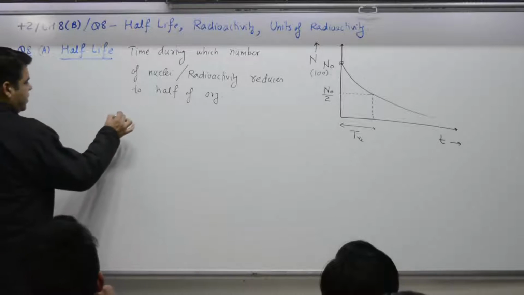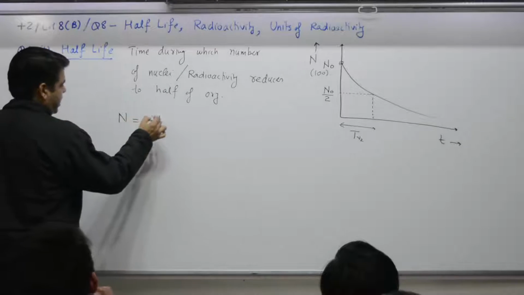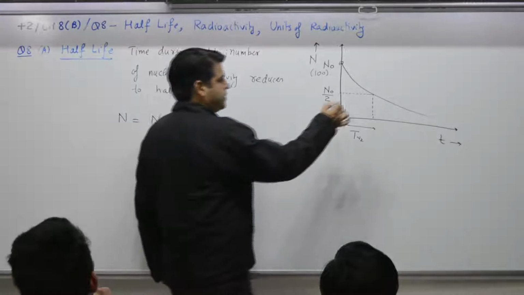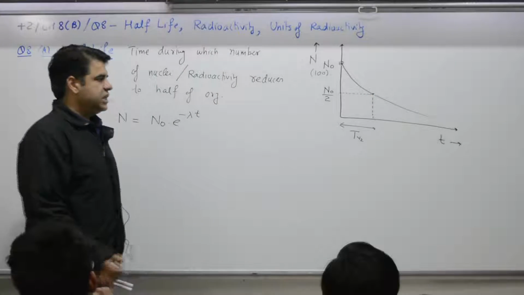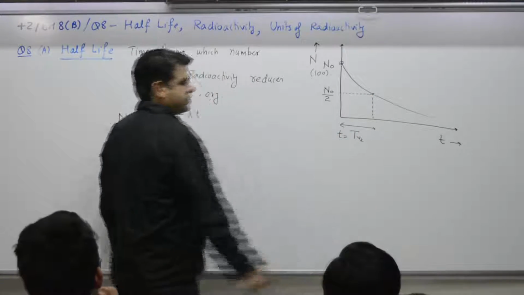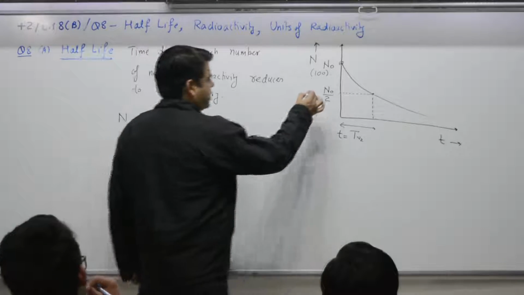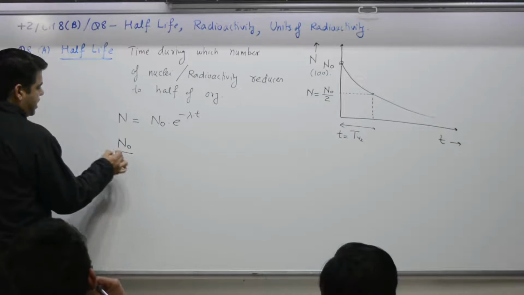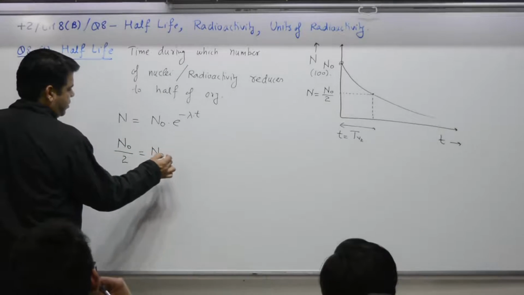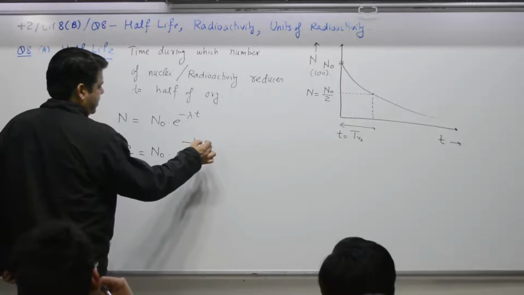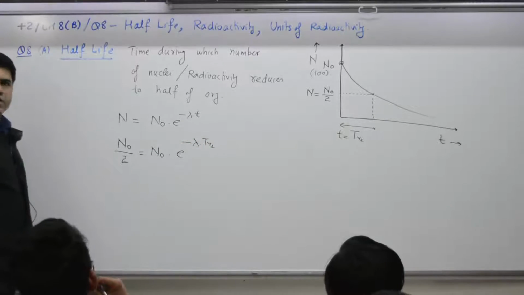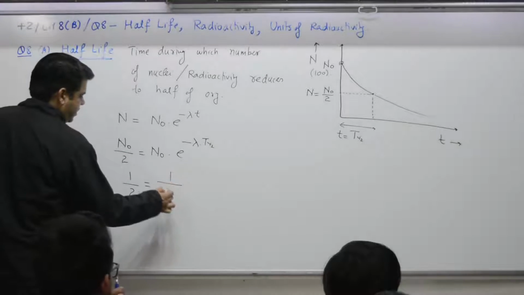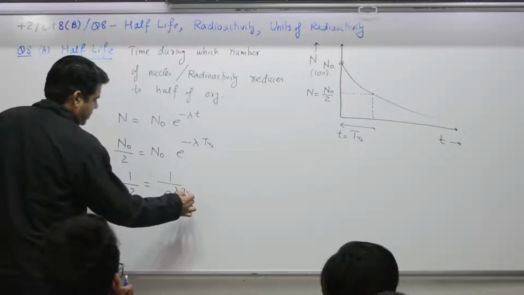What was the formula? Number at any time, N, is equal to N naught e power minus lambda t. At this particular point, time period t is equal to what? t is equal to T half. Number N is equal to what? N naught by 2. So N naught by 2 is N naught e power minus lambda T half. So this N naught is cancelled. What you get is 1 by 2 is equal to 1 by e power lambda T half.